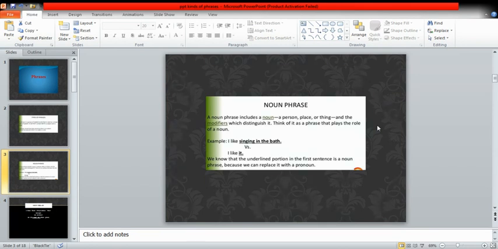And if you remember, I told you in the case of noun clause that whenever a noun clause is there, you can easily replace it with what? If a phrase answers what, it means that it is a noun phrase. Like you can see in the example, I like singing in the bath. I like what? And the answer is singing in the bath. So, whenever a phrase answers what, it will be called a noun phrase.